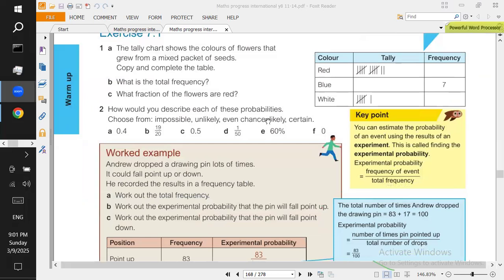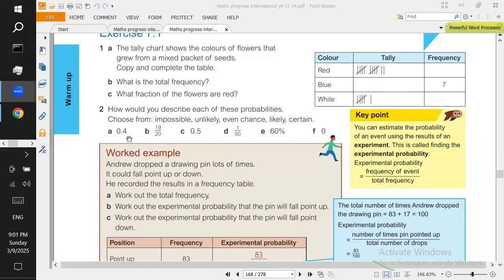How would you describe each of these probabilities? Now, describing probabilities will use words. For example, let's talk about 0.5. 0.5 means it's half. So half means what? It means using these words: impossible, unlikely, even chance, likely, and certain. Half means even chance.